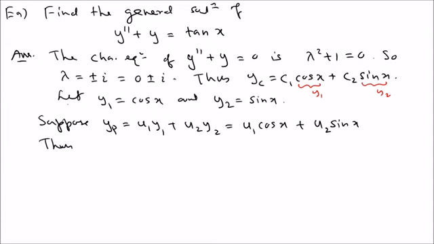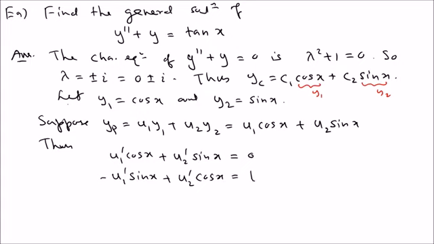From the two equations, we're going to get u1 prime cosine x plus u2 prime sine x equals 0 as the first equation. The second equation says u1 prime, take the derivative. The derivative of cosine is negative sine, so it is negative sine x plus u2 prime cosine x equals whatever is on the other side, in this case tan x. So those are the two equations that we need to solve, 1 and 2.